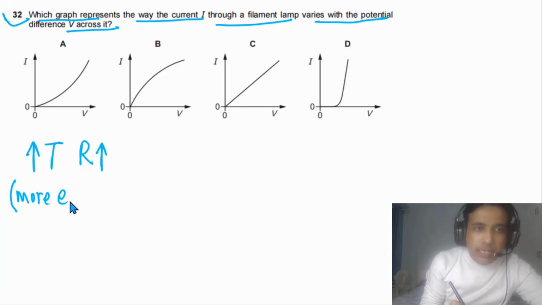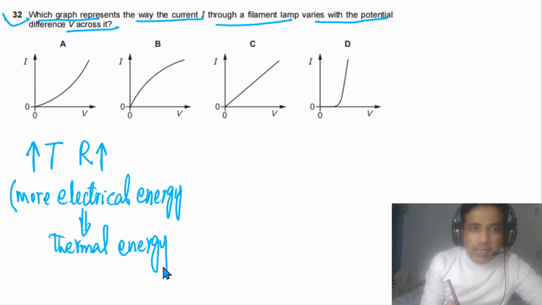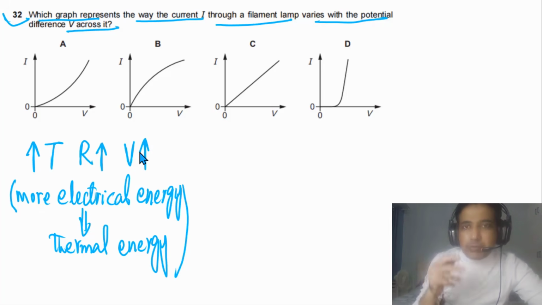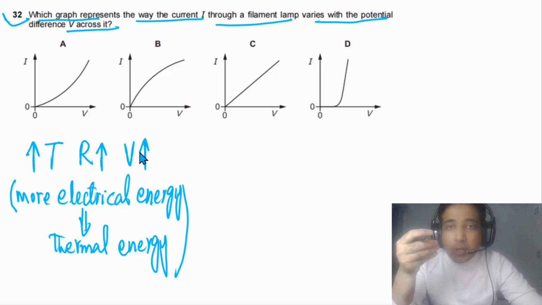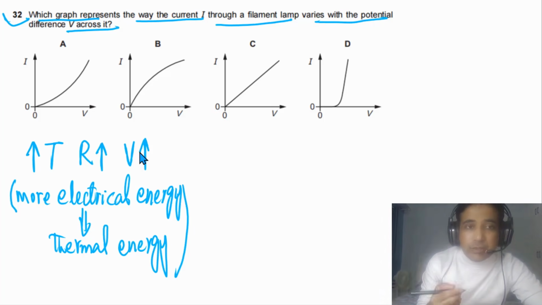Means more electrical energy is converted into thermal energy. More electrical energy converted into thermal energy means the PD across the filament lamp increases, or simply we can say temperature will increase when the PD across the filament lamp increases. So when PD across the filament lamp increases, it means more electrical energy per unit charge has been converted into thermal energy. So the temperature of the filament lamp will increase and the resistance of the filament lamp also will increase.